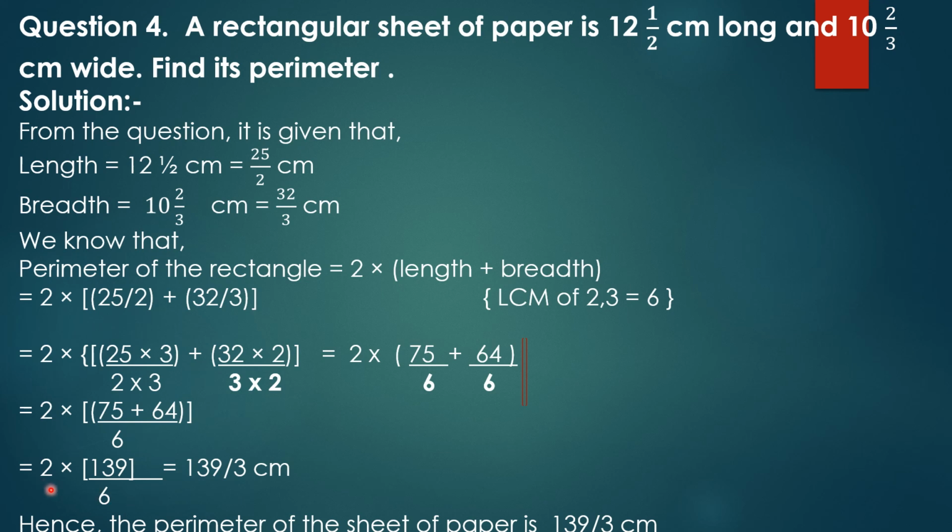Correct? Now here 2 ones are 2, 2 threes are 6. So this will become 139 divided by 3. Hence, what is the perimeter of the rectangular sheet of paper? It is 139 divided by 3. So the answer is 139 by 3.